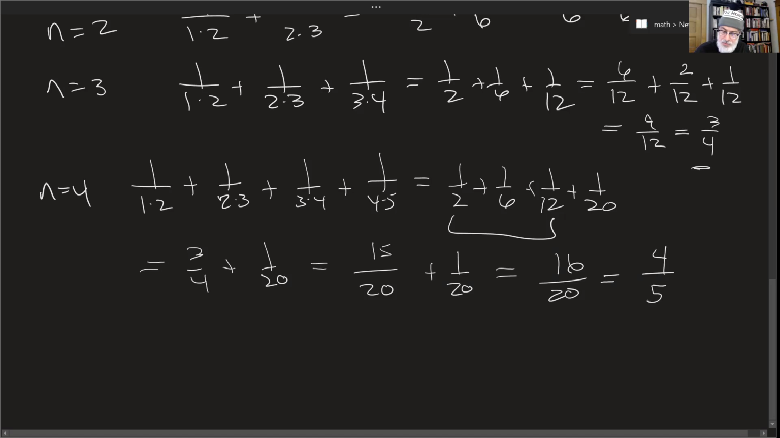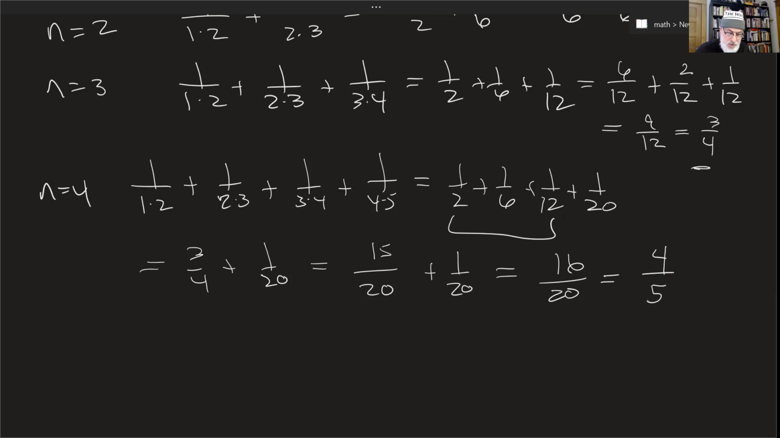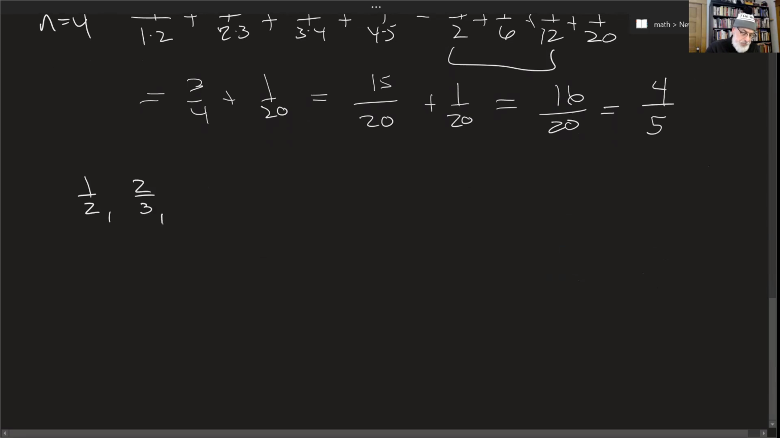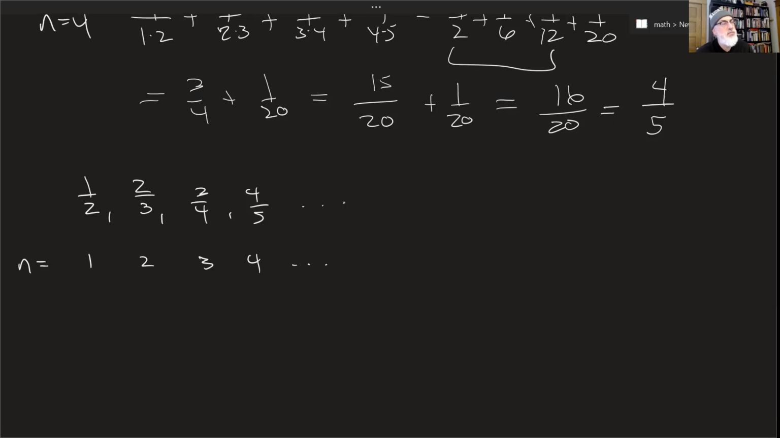All right, so let's look at what we have so far. We did n values 1, 2, 3, and 4. So let's take a look at the pattern of the reduced form. So we had 1/2 was the first, 2/3 was the second. So this is for values of n. This is 1, 2, n equals 3 was 3/4. And then we had 4/5 for the fourth term. And we're expecting the pattern to continue. You could do n equals 5, 6, 7, 8 if you're not convinced of this.